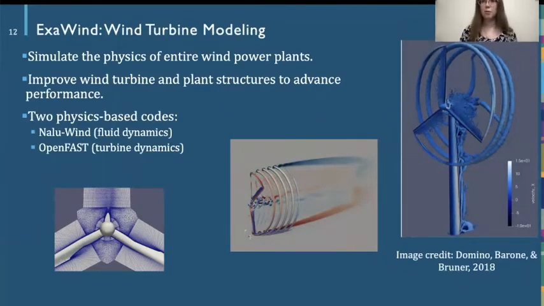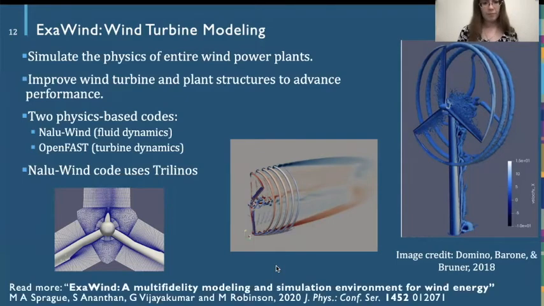ExaWind includes 2 physics-based codes. One is Nalu-Wind, which does fluid dynamics, the motion of air and water. And one is OpenFAST, which studies the turbine dynamics. The Nalu-Wind code uses Trilinos underneath. And you can read more about ExaWind in the paper below.